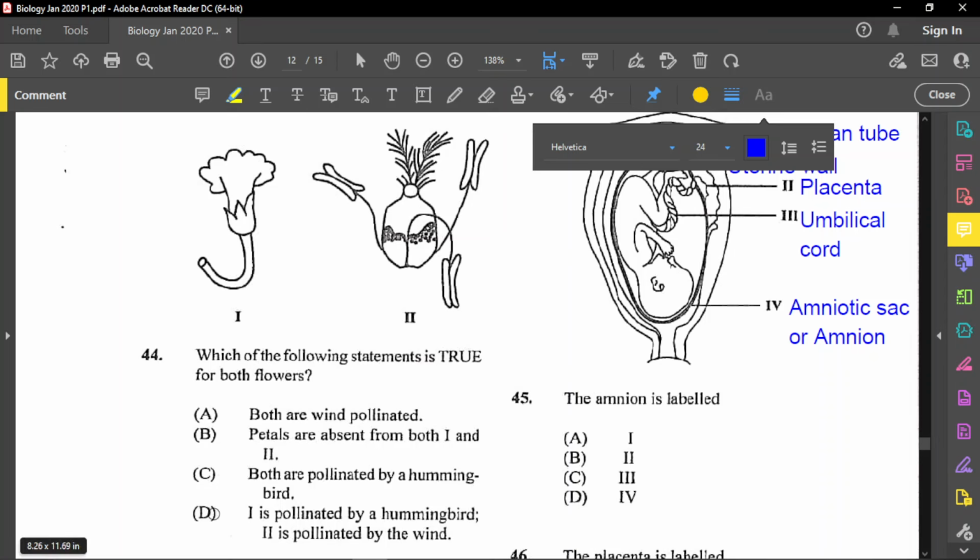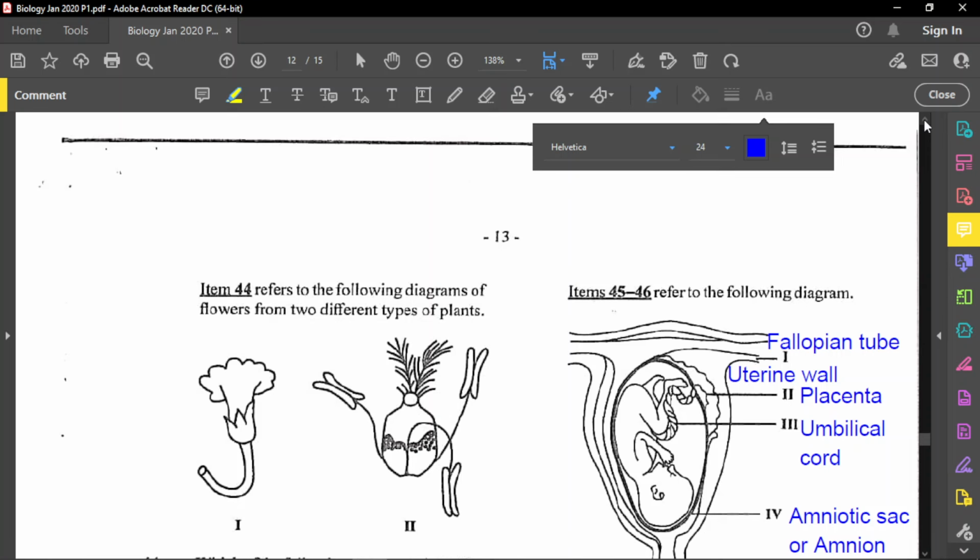So yeah, that's right there. We're gonna work with D. All right, so 45. It said the amnion. Oh, so I'll go back to the diagram for this one. Let me just go back here for 45. All right, so is that label for you as well? 45, 46, refer to this, right?